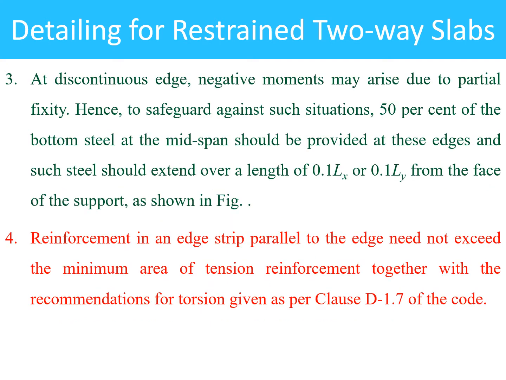As shown in the figure, we will be proceeding. At the discontinuous edge, negative bending moments may arise due to partial fixity. Hence, to safeguard against such situations, 50% of the bottom steel at the midspan should be provided at these edges, and such steel should extend 0.1 times Lx or 0.1 times Ly from the face of the supports. Reinforcement in the edge strip parallel to the edge need not exceed the minimum area of tension reinforcement, together with the reinforcement for torsion as per clause D-1.7 of the code.